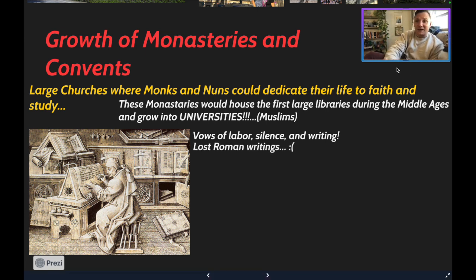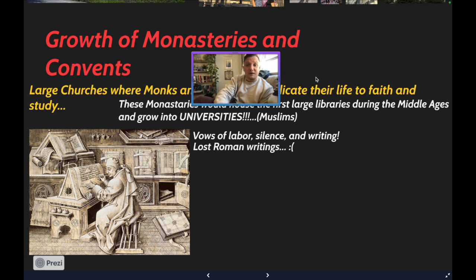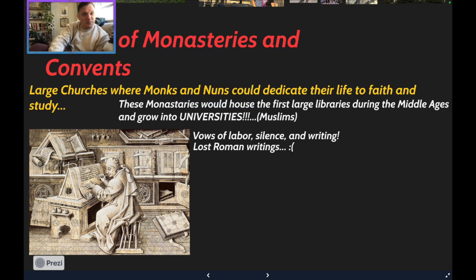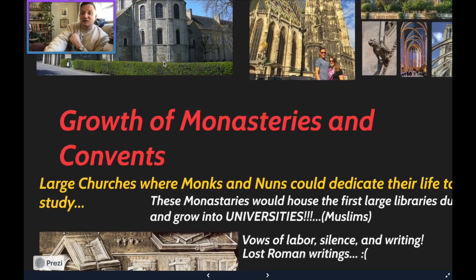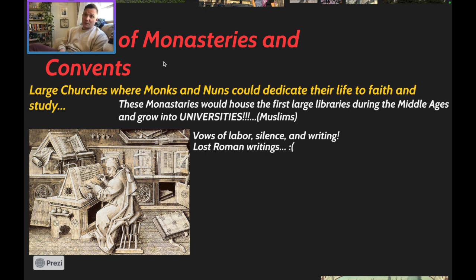Now, the sad part about it is that even though they were trying their best to preserve the written word, to grow the written word in a sense, and to keep expanding the volume of books and texts that they have, it is going to lead to the loss of a lot of Roman writings, mostly due to the fact that the only things these monks and nuns were actually copying over from one location to the other were holy and religious texts.